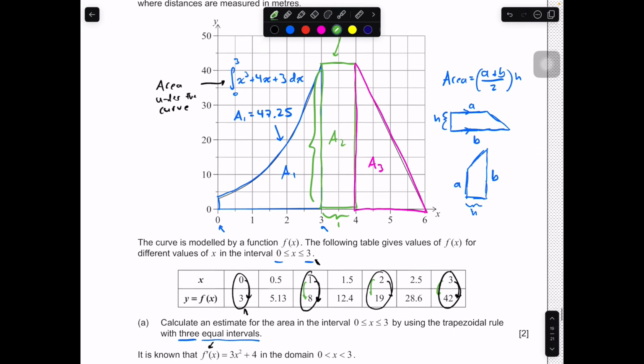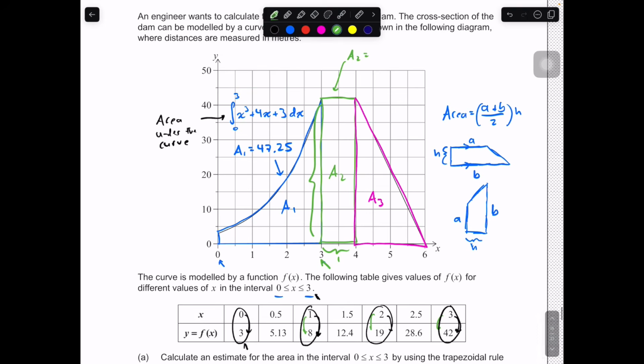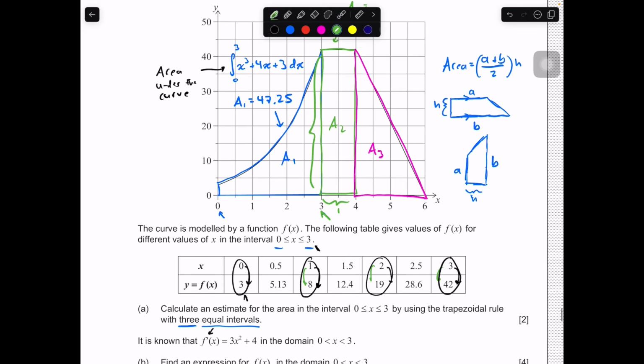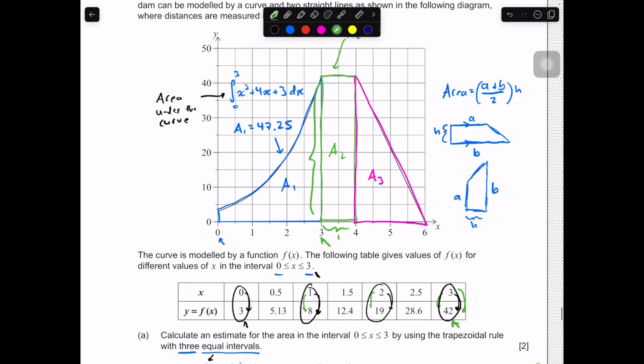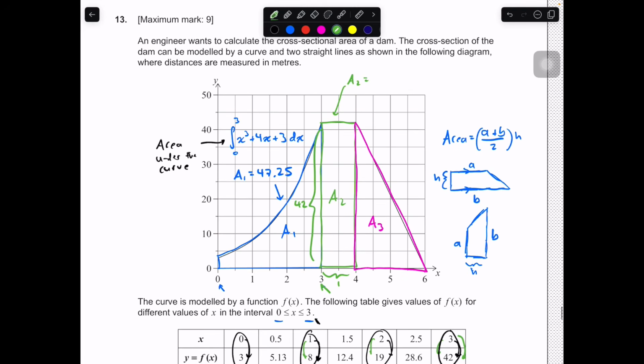A2 right here is just a rectangle with a base of 1 and a height of, okay, let's use this. What is the height when x is equal to 3? It's equal to 42. So when x is equal to 3, y is equal to 42, so it has a height of 42. Length times width is just going to be 1 times 42. A2 is 42.